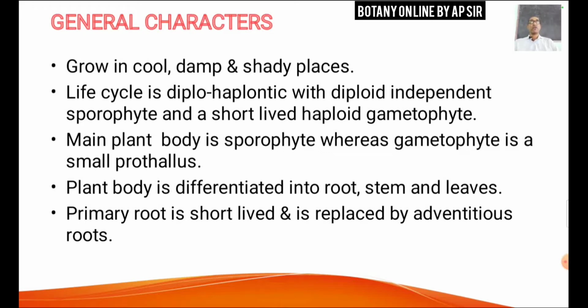The plant body is differentiated into roots, stems and leaves. But remember, in bryophytes we had studied that there was no differentiation of the plant body into roots, stems and leaf-like structures, but here the plant body has a distinct root system, stems and leaves. Okay. Here the primary root is short-lived and is sooner or later replaced by adventitious roots.